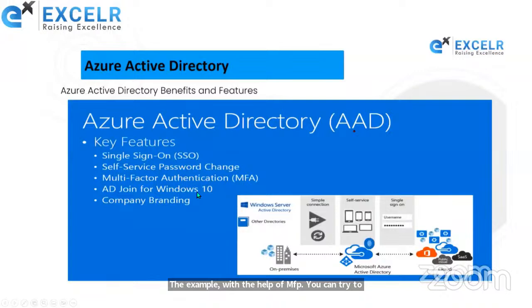And the Active Directory join for Windows 10. So there is an option called AD join, which is available at the Windows 10 OS level. It is one kind of option. Company branding. With the help of Azure Active Directory, you can have company branding, for example ExcelR AD or ExcelR SSO. You can have your own branding configured with this sync.